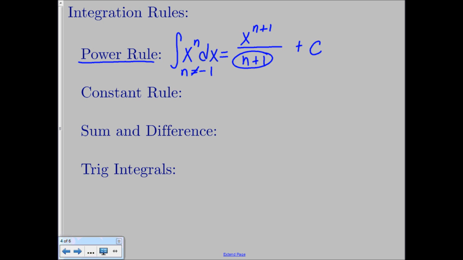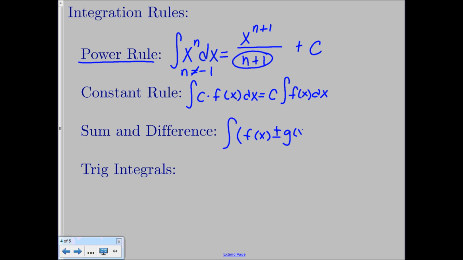The constant rule just says if you have some constant c multiplied by f of x dx inside of an integral, just like you could with derivatives, you can pull that c right out, look at the integral of f of x dx, and multiply your c in at the end. And then same thing for sum and difference, just like with derivatives, where we could split them up.